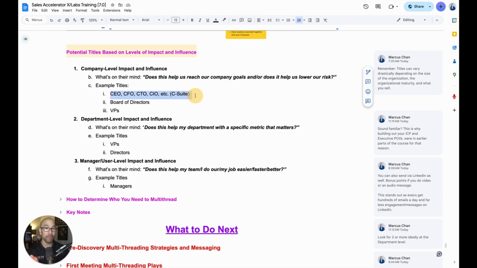The C-suite. This could be the board directors. This could be VPs, actually. So that's why you have to be very careful, because VPs can also be department level depending on what you actually sell. Sometimes, depending on what you sell, it might not have a great organizational impact, right? So it's actually far easier to sell some of those easier things. Right, so that's just a reality situation.